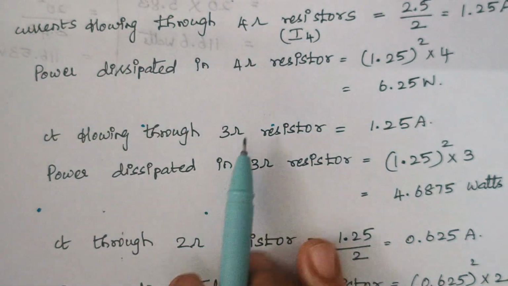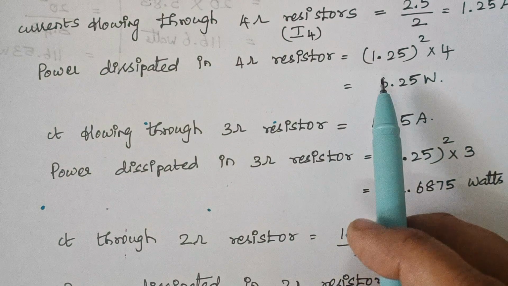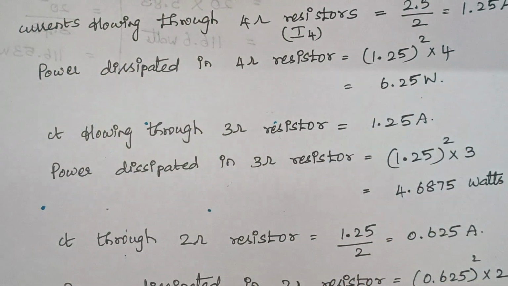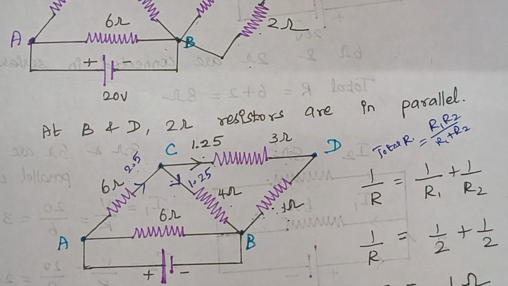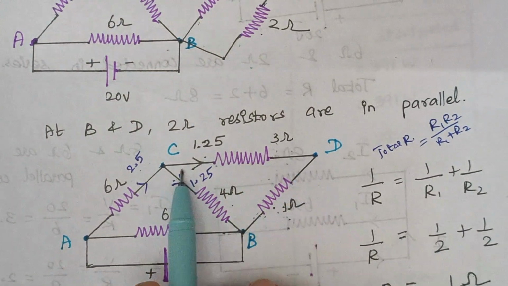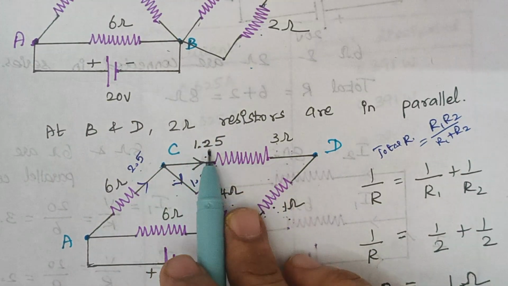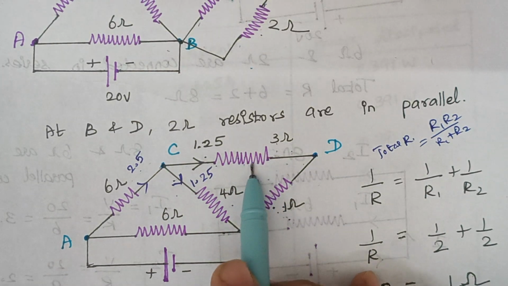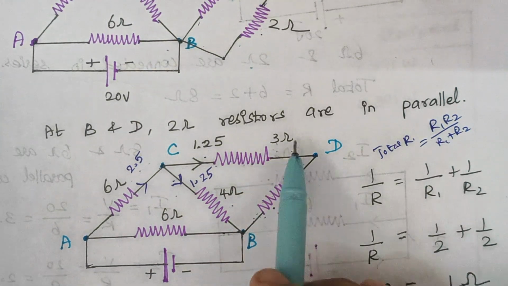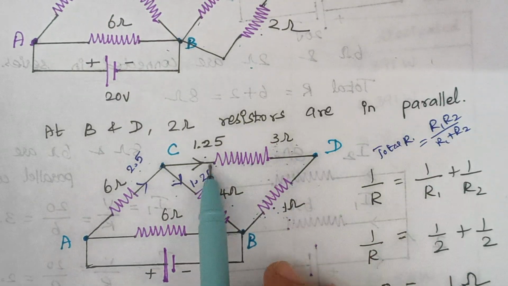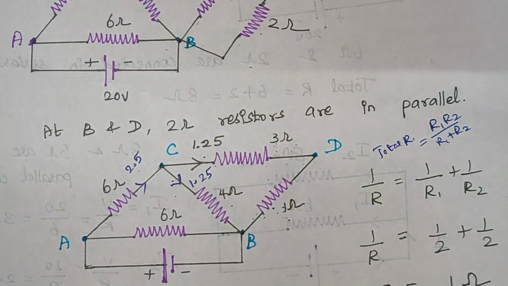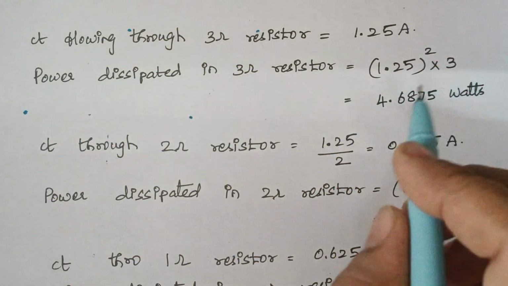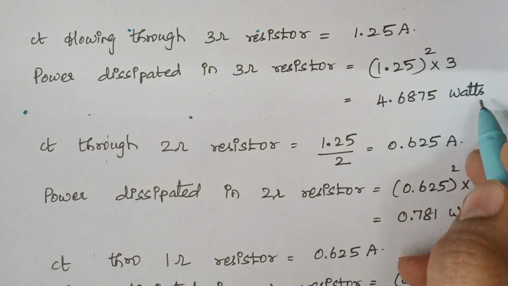So the power dissipated in the 4 ohm resistor is given by 1.25 square into 4, which is nothing but 6.25. Again, when you look back at the diagram, you see the current flowing through this CD part is again 1.25. Therefore, the current flowing through this 3 ohm is 1.25 and this 3 ohm is present in the problem. Therefore, now calculate the power dissipated in this 3 ohm. Again, it is 1.25 square into 3. So here it is 1.25 whole square into 3, that is 4.6875 watts.